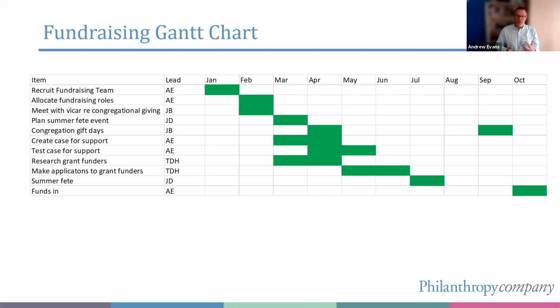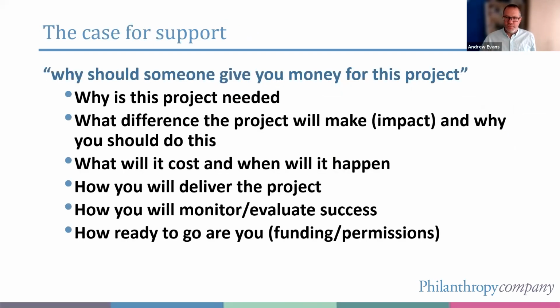The next thing you then need to do, obviously, is to answer the question, well, why would people want to give us money for this project, whether that's people in the church or people outside the church? And that is what we call the case for support. We're going to spend about the next 20 minutes or so working through the case for support. Essentially, your case for support is just a document that sets out the answer to 6 main areas.